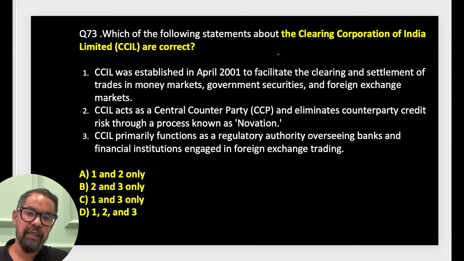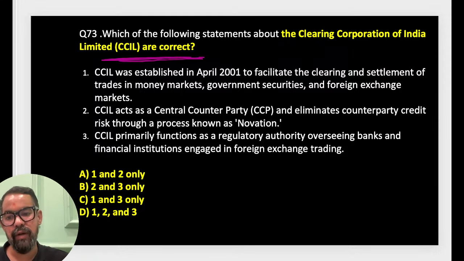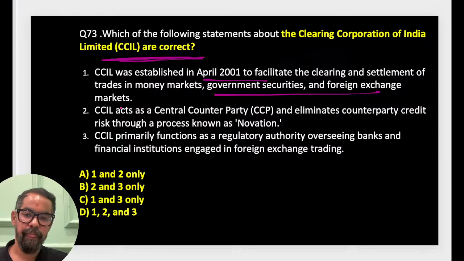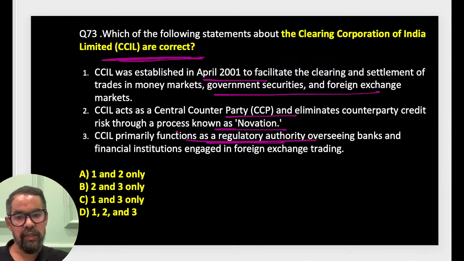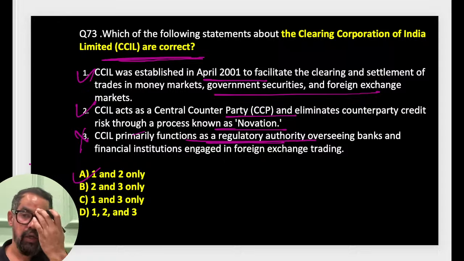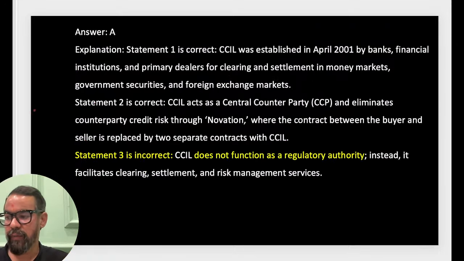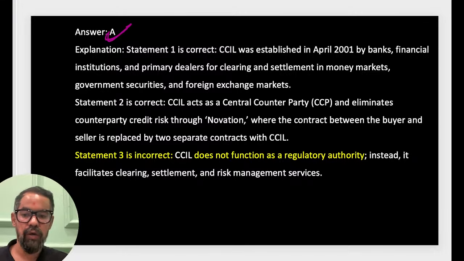Next one, CCIL. So we have to find out the correct statement related to CCIL. Yes, 1 and 2 only. These two statements are true, and this is not a regulatory body. It is meant to support regulatory bodies or their products in clearing and settlements. So option A only will be the right answer for this particular one.